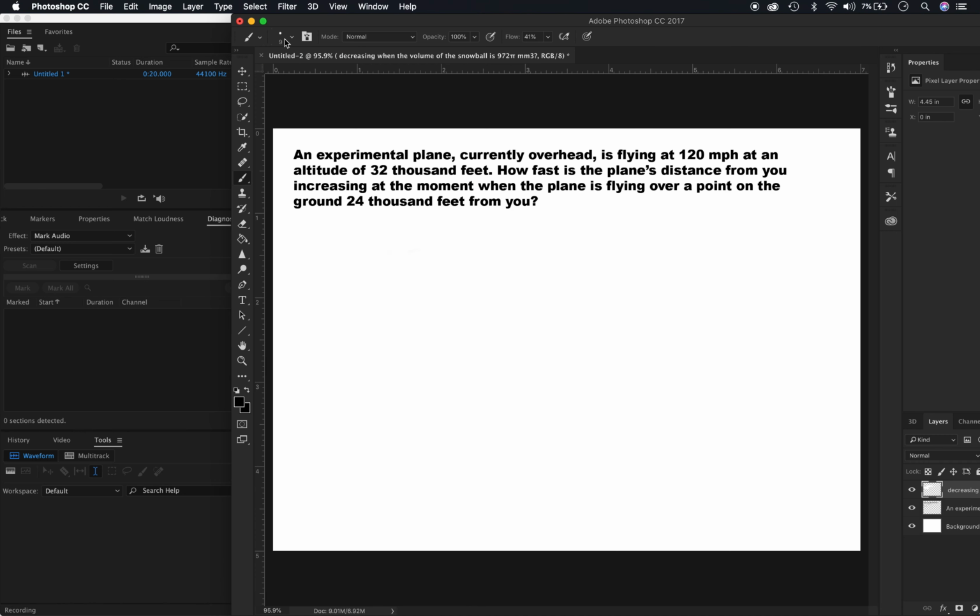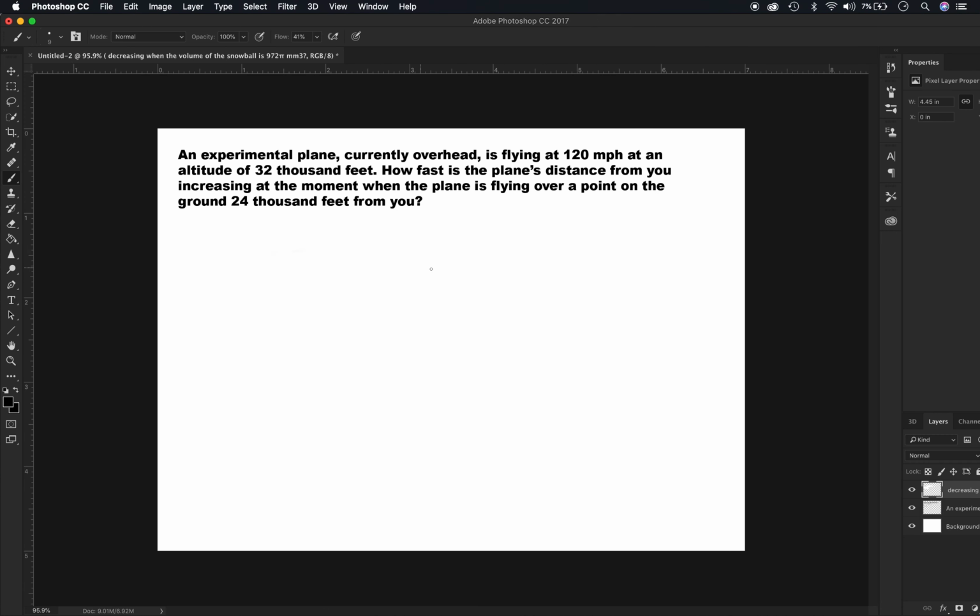Fantastic. Let's get started. An experimental plane currently overhead is flying at 120 miles per hour at an altitude of 32,000 feet. So let's draw that experimental plane. 32,000, and it's going 120 miles per hour. So already we have a rate of change. So that's a derivative. We don't know for what yet. Right now this is garbage, but we need a shape.